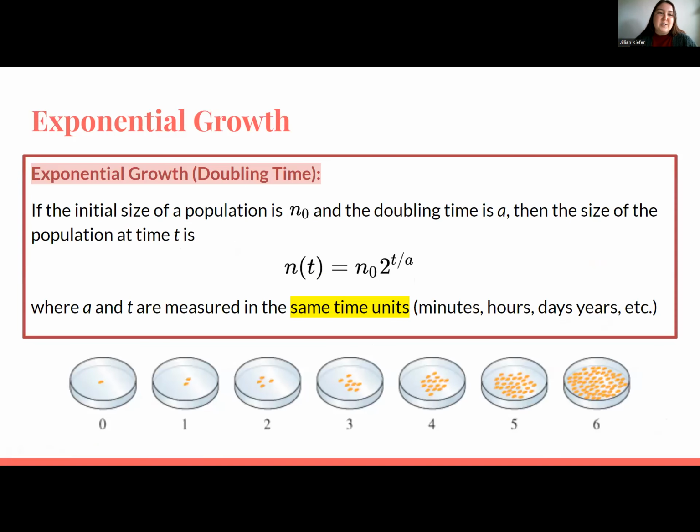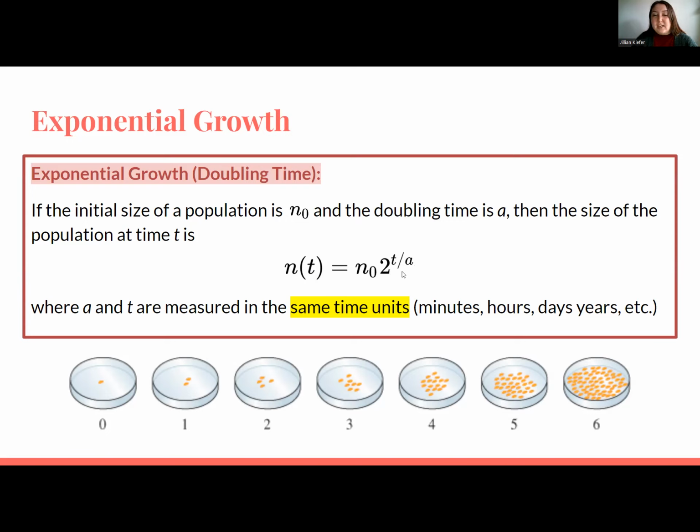All right, so first we have exponential growth, doubling time. If the initial size of a population is n naught, that is normally how we will say this symbol, an n with a little subscript of 0, and the doubling time is a, some amount of time a, then the size of your population at time t would be n of t equals n naught times 2 to the power of t divided by a.